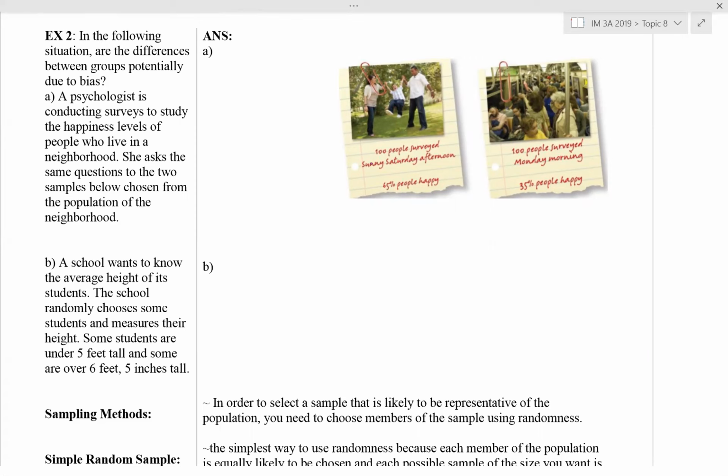So if these two sets of 100 people represent the same population in the same neighborhood, then they should be closer together, right? Not 65 versus 35%. And so if we think about just the nature of the circumstance of when they were asked the question, that can contribute to happiness. So if it's a sunny Saturday afternoon, it's a beautiful day, it's Saturday, I don't have to work, then people are more likely to be happy than if it's Monday, I'm going to work right now, or I'm going to school right now, so I'm not quite as happy. So this is a situation that is likely to be biased.